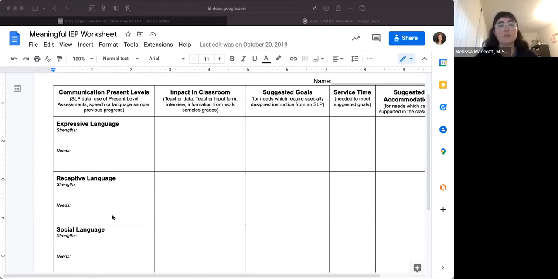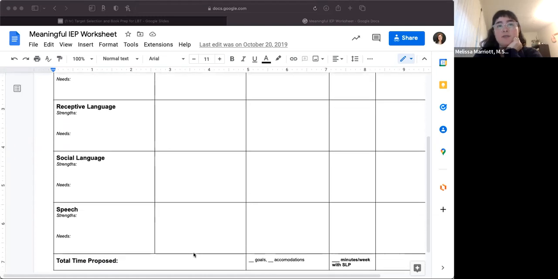However I want to think about structuring my students' goals, I'm going to go through my assessment data and list what the strengths and needs are. What are the areas they did really well, and what are the things that were either missing entirely or minimally present and need a lot of support. The next thing I'm going to do in this column is input how this is impacting them in the classroom.